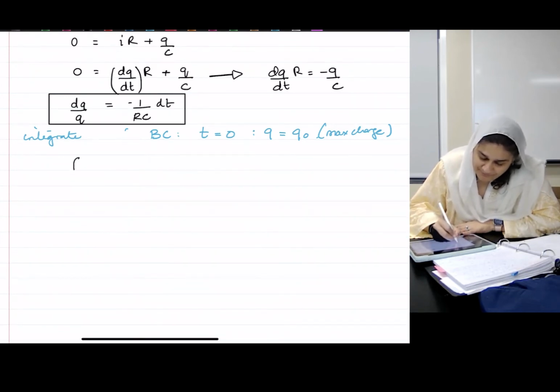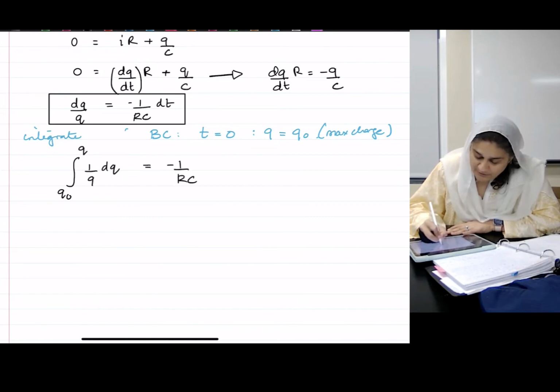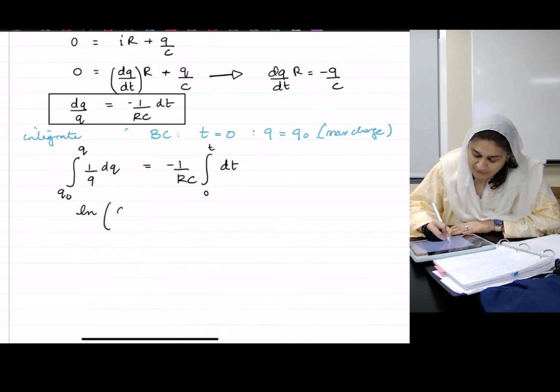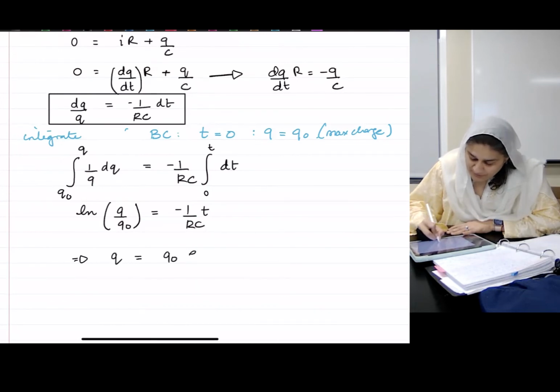Integration of 1 over Q dQ, starting from some initial Q to that, equals minus 1 over RC integration dt, from 0 to some time t. This will give me log of Q over Q naught equals minus 1 over RC t, or Q equals Q0 e to the minus 1 over RC t.